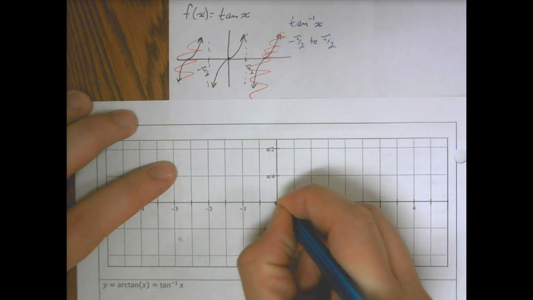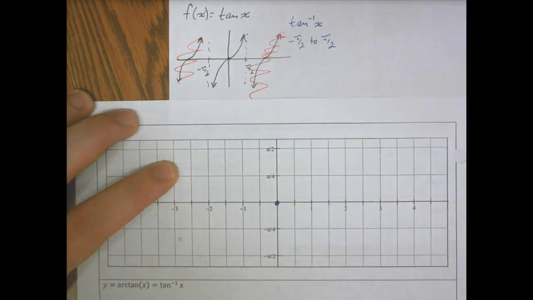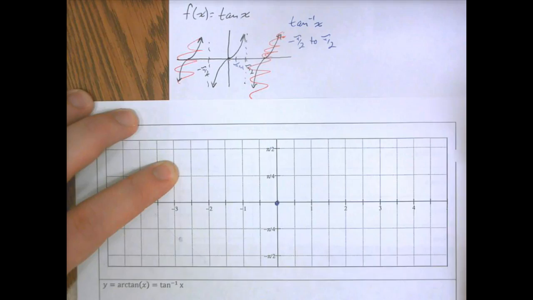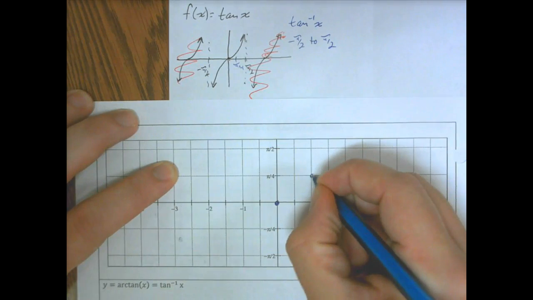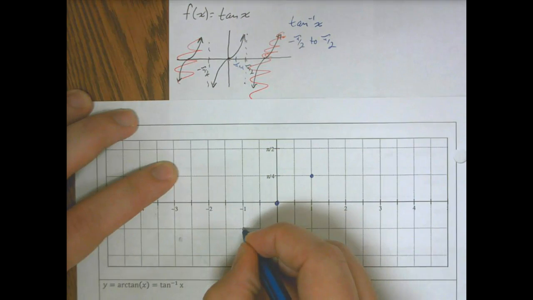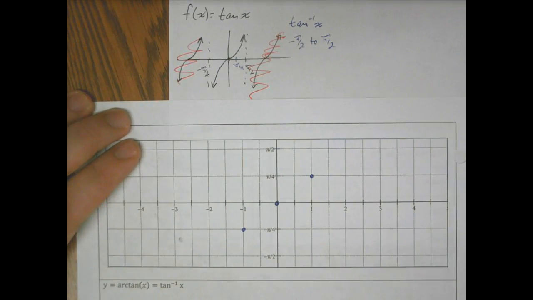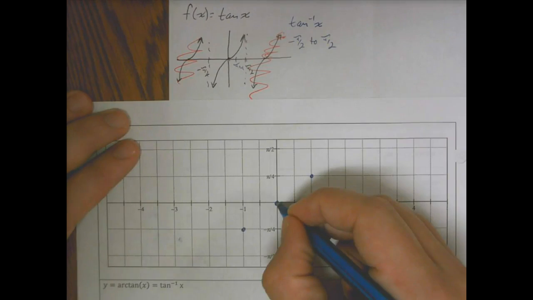Okay, so in graphing tangent inverse, there's our tangent function. So you have 0, 0. It looks like tangent was pi over 4, 1. So at pi over 4, I have 1. And at negative pi over 4, I have negative 1. And it's pretty much just going to be this picture on its side.